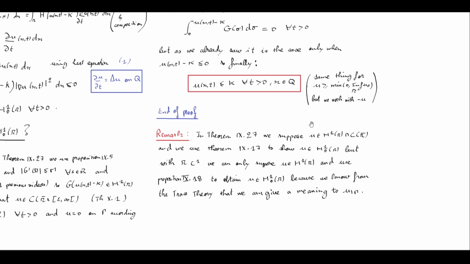Last remark, in theorem 9.27 we suppose u in H^1 of omega intersect C of omega bar, and we use theorem 9.17 to show u is in H^1_0 of omega. But with omega supposed to be C^1, we can only suppose u in H^1 of omega, and we could use proposition 9.18 to obtain u is in H^1_0 of omega, because we know from trace theory that we can give a meaning to the restriction of u on gamma. So that's the end of the video.